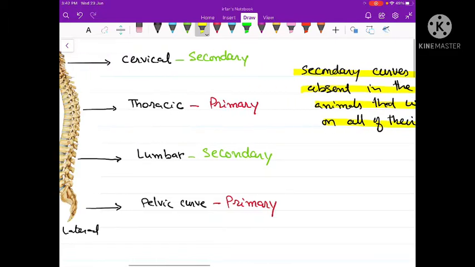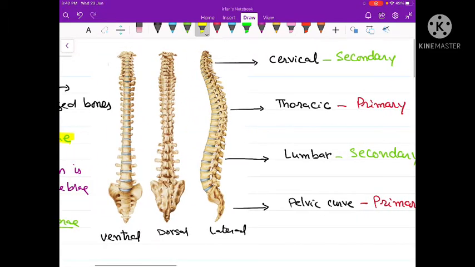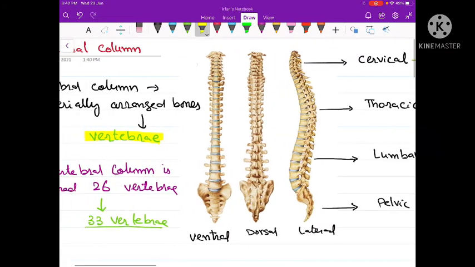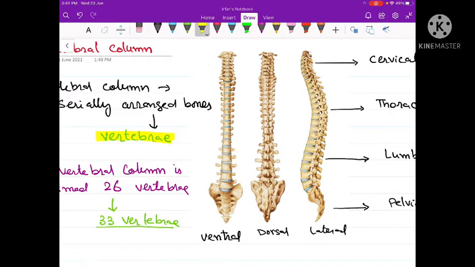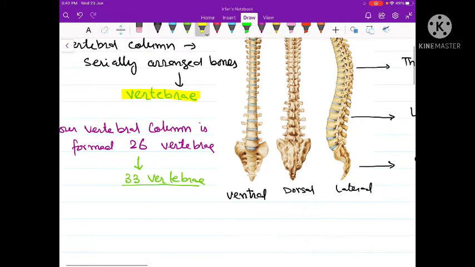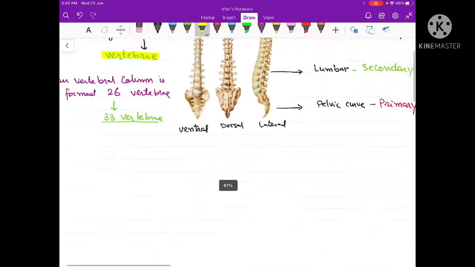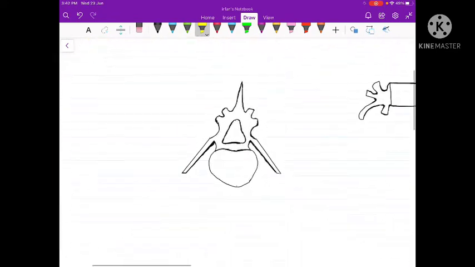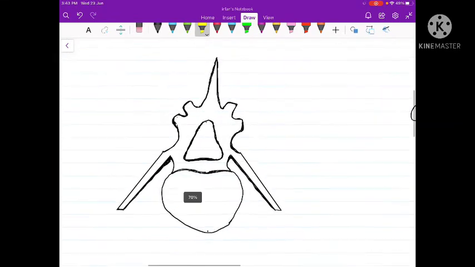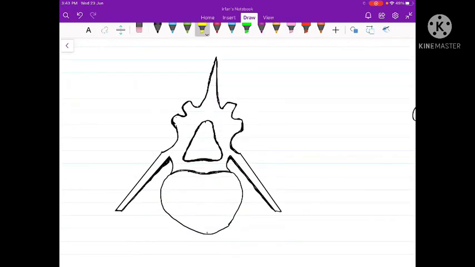Now as far as our vertebral column is concerned, as I mentioned, it is formed of 26 serially arranged bones called vertebrae. If we see the generalized structure of a vertebra, it has the following structure. So a typical vertebra has the following structure. Here is the diagram of a typical vertebra.